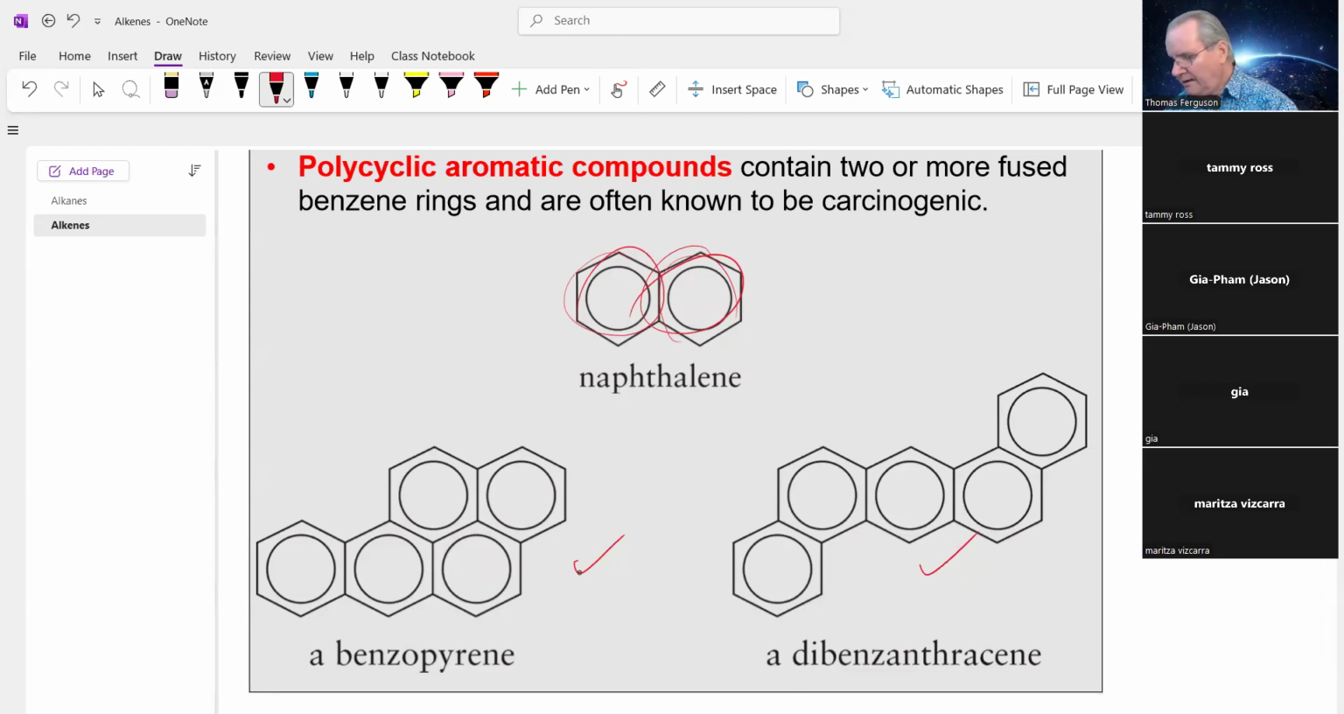And this is how chimney sweeps were found to have bladder cancer higher than the national average, is that they were exposed to these two chemicals, the benzopyrene and dibenzoanthracene. Both of them are very carcinogenic. For the same reason, benzene is carcinogenic.